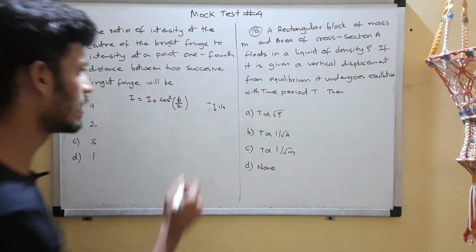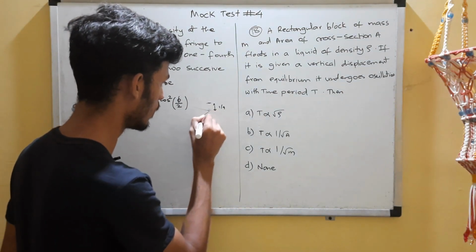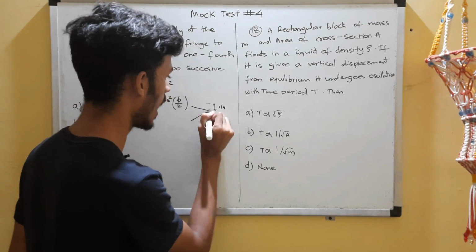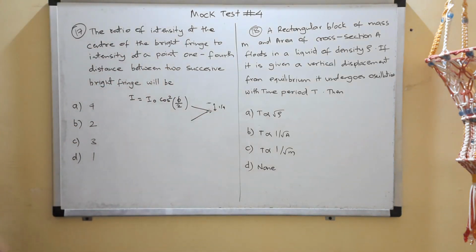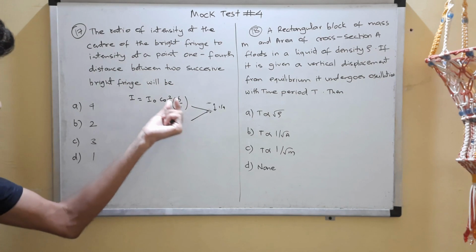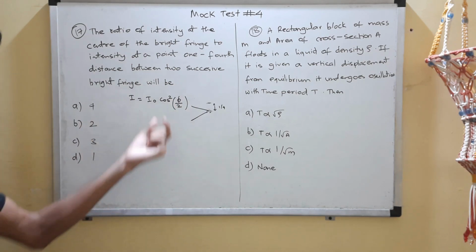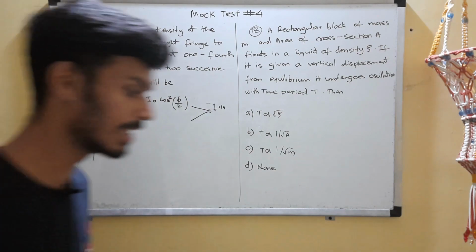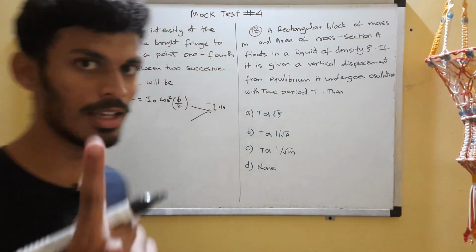Because phi at the center is 0. There is no phase difference between the two waves that are coming at the center. So no phase difference means phi is 0, so cos 0 is 1, and you get the intensity at the center of a bright fringe to be I naught.